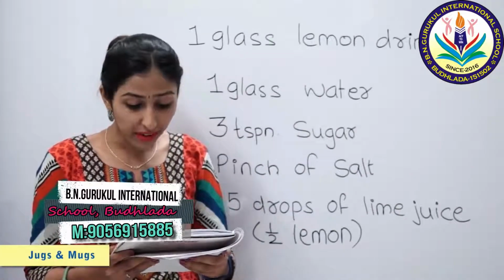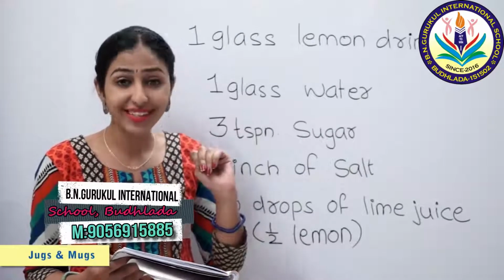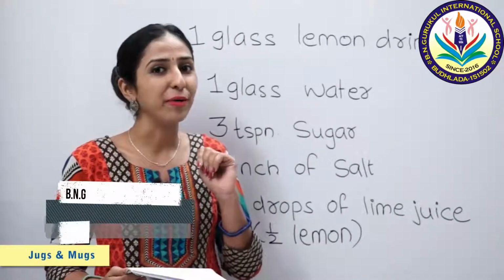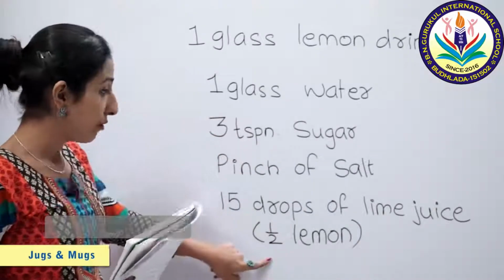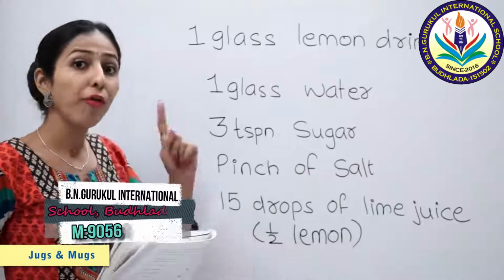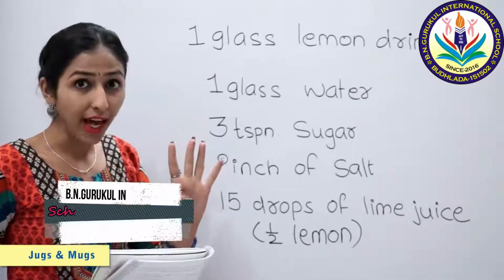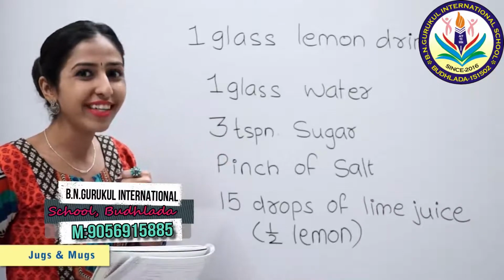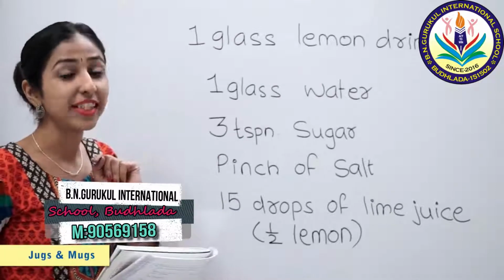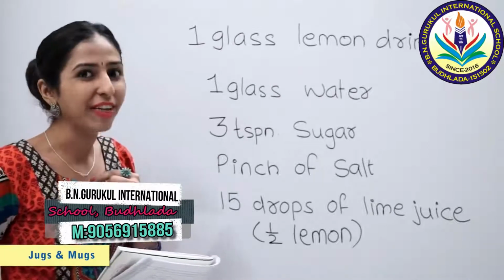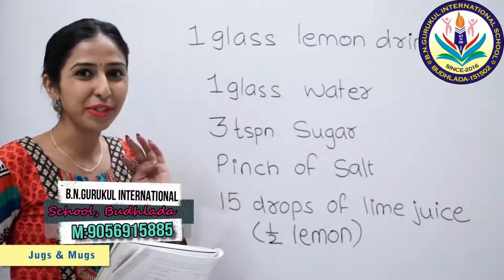How many lemons we will need for 4 glasses of juice? Let's find out. We used half lemon for 1 glass. So you tell me students, for 4 glass, how many lemons are required? Half for 1 glass. So we require 2 lemons for 4 glass of juice.